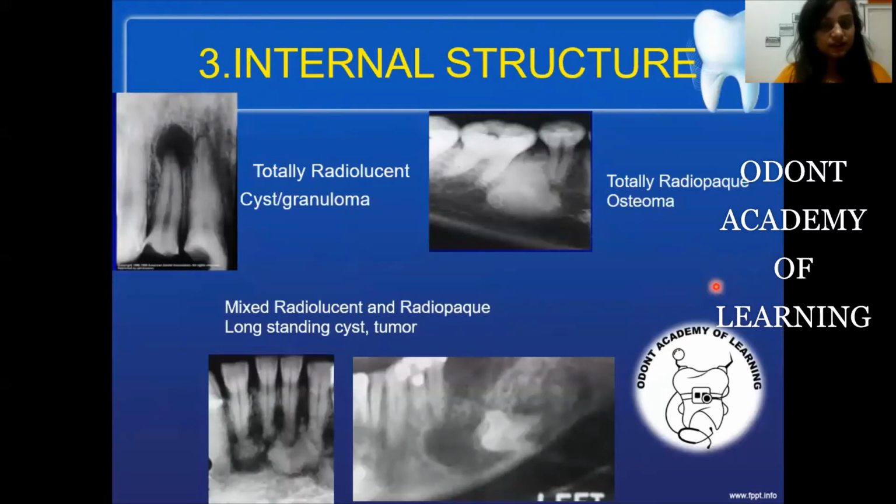Then we come to the internal structure of the pathology. Internal structure can be completely radiolucent in cases of cysts and granuloma. It can be completely radiopaque like in osteoma, or a mixed lesion. That means a mix of radiolucency and radiopacity.